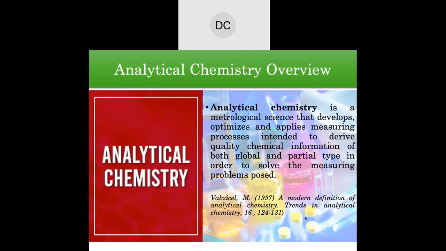We give in terms of measurement. Kita measure dia. Kita tak cakap dia sahaja sebagai okay, air ni dia ada lead. For example, the drinking water contains lead. So what is the concentration? So there comes the analytical chemistry. Okay, itu yang kita katakan sebagai analytical chemistry. Kita bagi in terms of number, concentration, okay, mass, macam tu. So analytical chemistry, a metrological science that develops, optimizes, and applies the measuring process.